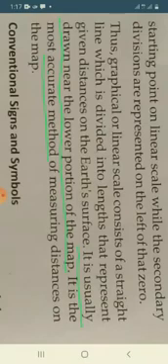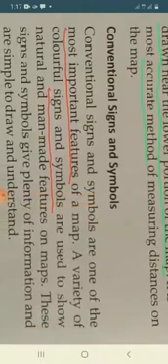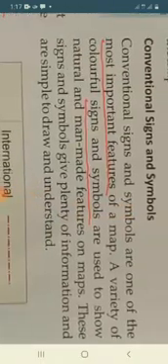Now let's see the conventional signs and symbols. Conventional signs and symbols are one of the most important features of a map. A variety of colorful signs and symbols are used to show natural and man-made features on maps. These signs and symbols give plenty of information and are simple to draw and understand.